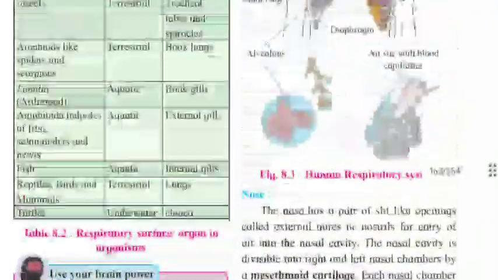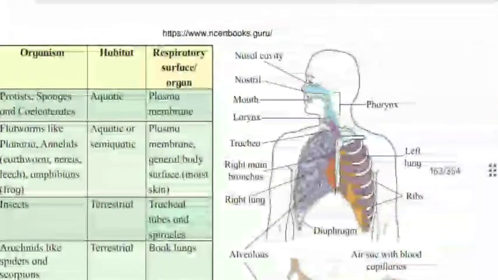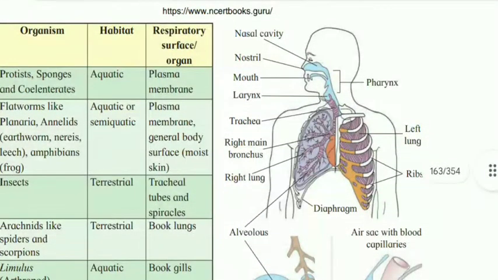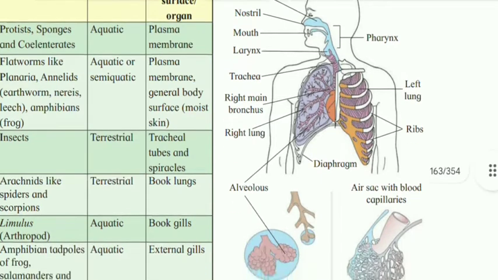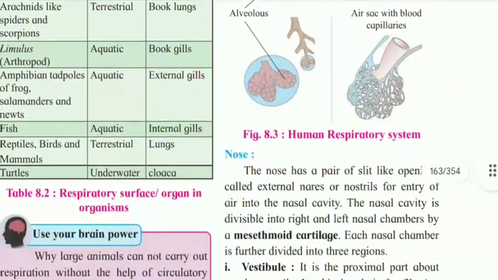Now let's see the diagram. So this is the diagram that you can refer to for the various organs or parts of the human respiratory system. You can see nasal cavity, nostril, mouth, pharynx, larynx, trachea, right main bronchus, left lung, right lung, ribs, diaphragm, alveolus, air sac with blood capillaries, etc.